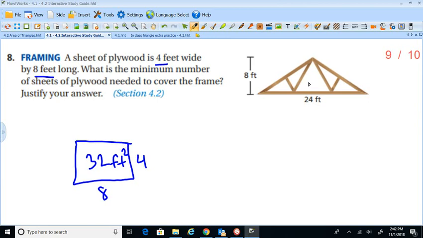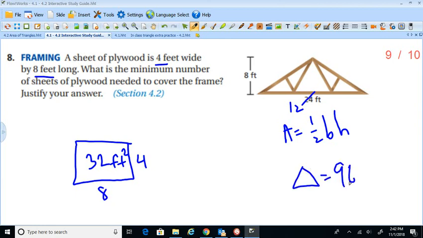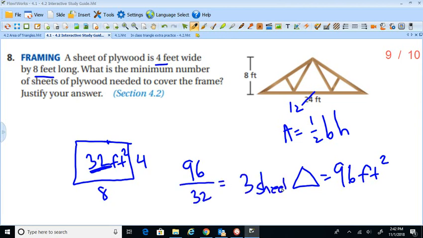Our structure is a triangle. So let's find the area of that full triangular structure. Area is equal to 1/2 times base times height. I'm going to cut 24 in half, make it 12. 12 times 8, 96 square feet. So our triangular section equals 96 square feet. Each sheet of plywood contains 32 square feet of wood. How many of these do we need to cover the structure of 96 square feet is all the question is really asking you. And you should mentally already know the answer, but if not, you would divide 96 by 32, and you get 3. So the answer is 3 sheets of plywood.